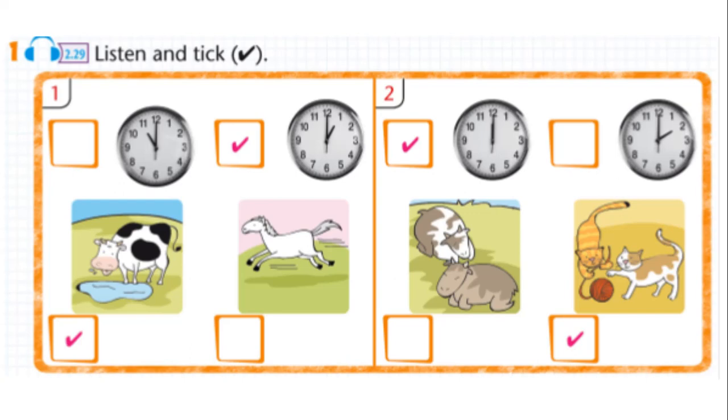Number 2, they said it's 12 o'clock. So you put a tick next to the clock that shows 12. And they said the cats are playing. So I put a tick next to the picture of the cats. Good job, class!